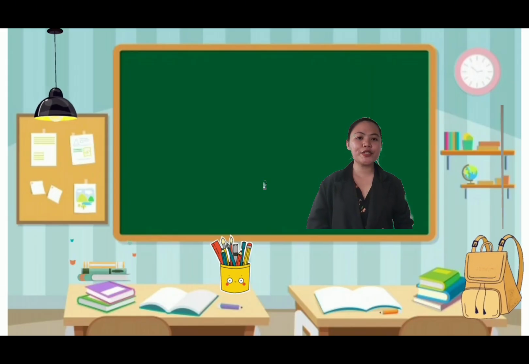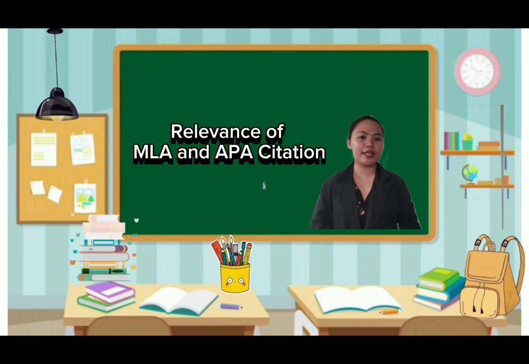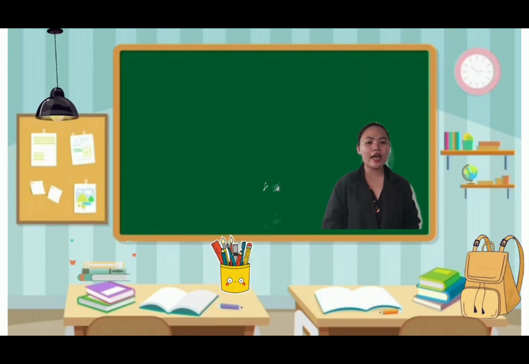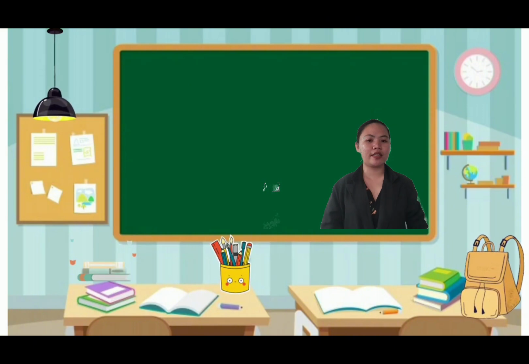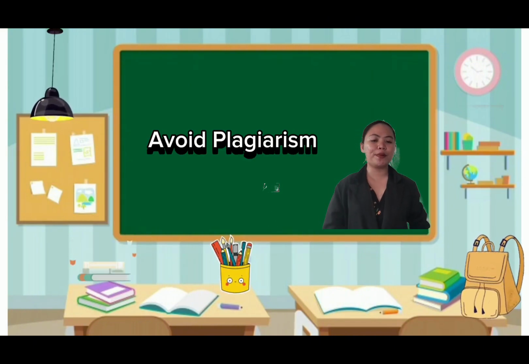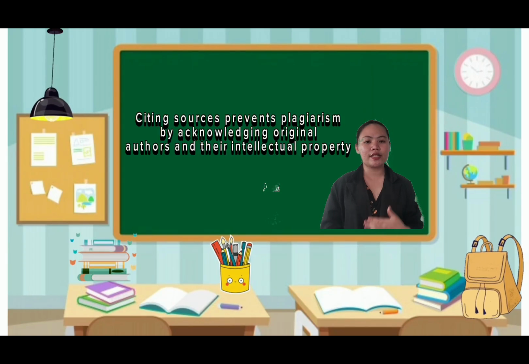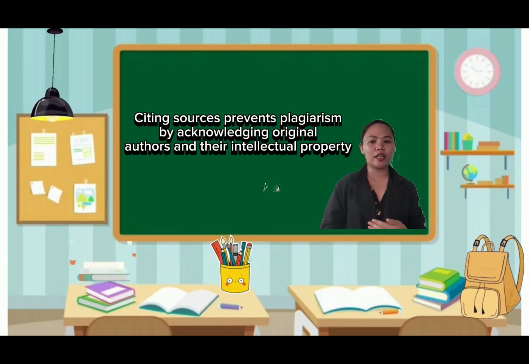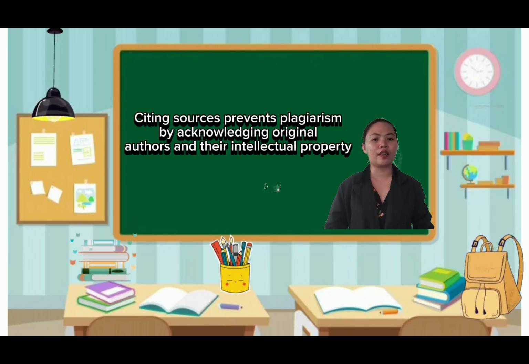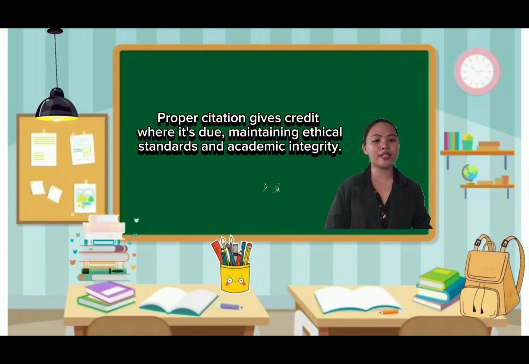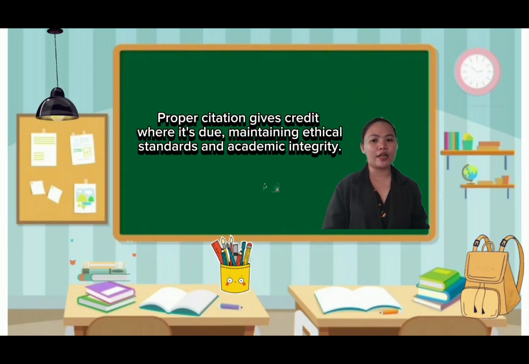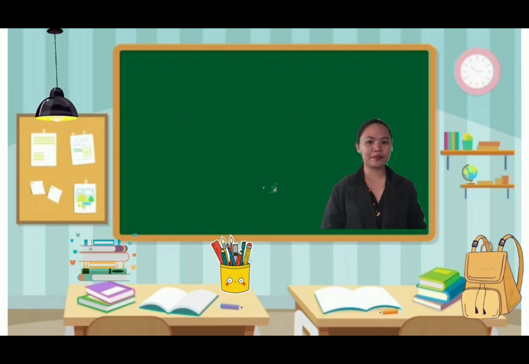So now, let's proceed to the relevance of APA and MLA citation. APA and MLA citations are crucial in academic writing, serving four vital purposes. First, avoid plagiarism. Citing sources prevents plagiarism by acknowledging original authors and their intellectual property. Proper citation gives credit where it's due, maintaining ethical standards and academic integrity.